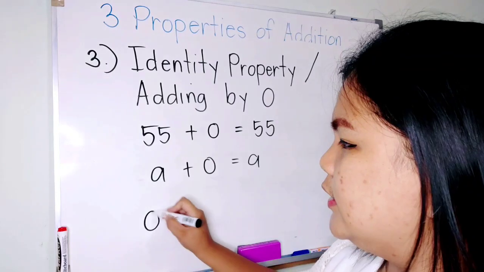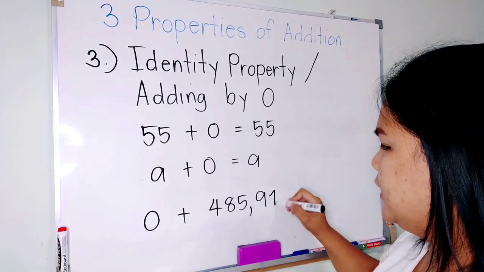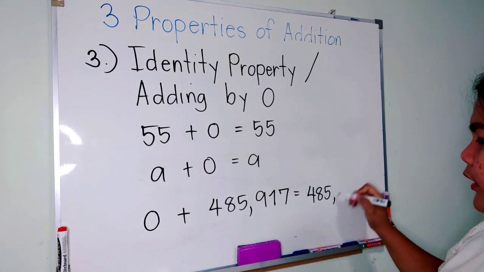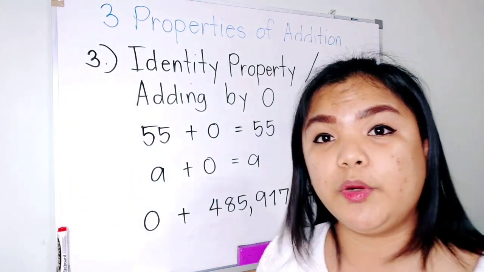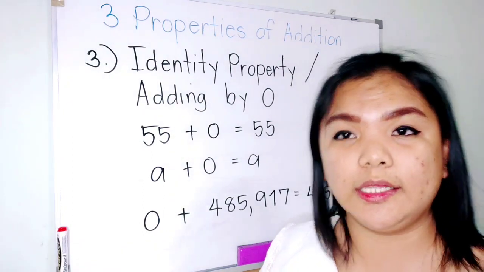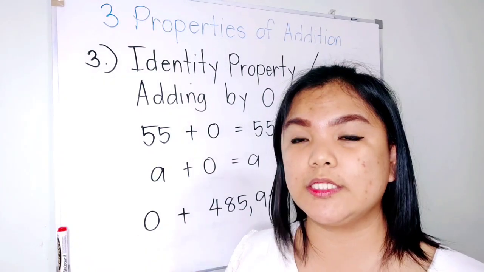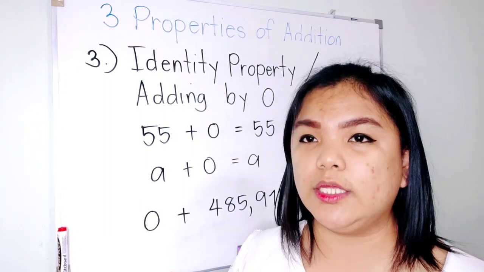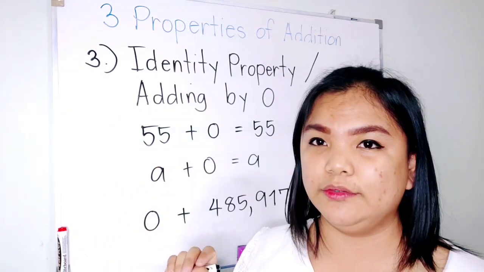Another example, 0 plus 485,917. The answer is 485,917. So again, identity property, it means any number that is added to zero, the answer is the number. Okay? That will be all for the three properties of addition. So we have commutative property, associative property, and identity property or adding by zero.